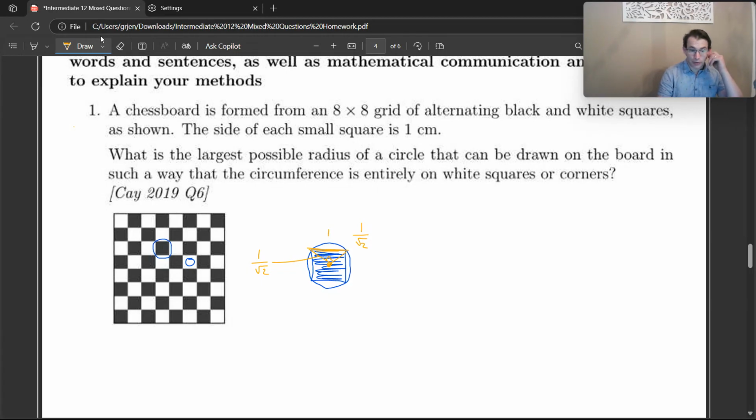But we can do better. We can get a bigger circle. Okay, so how do we do that? Well, let's take a look. Certainly not that one. It's not that one.